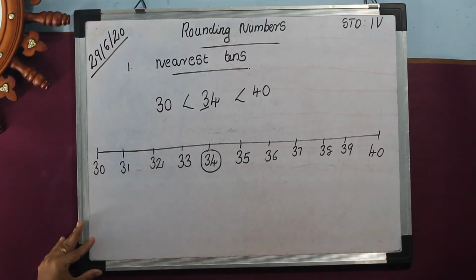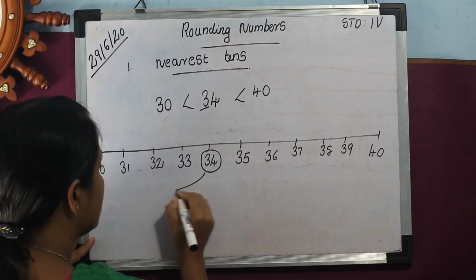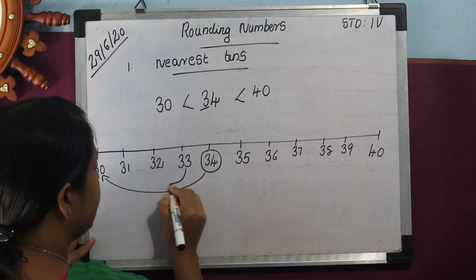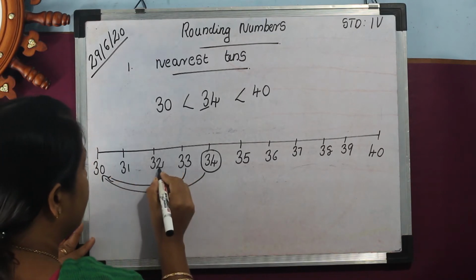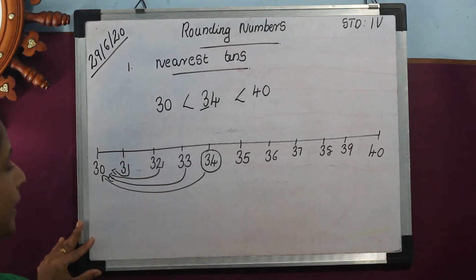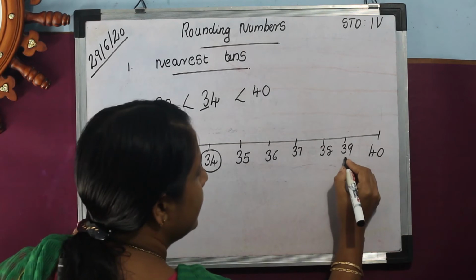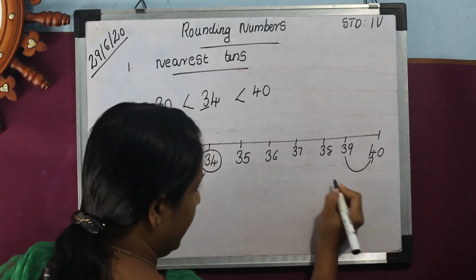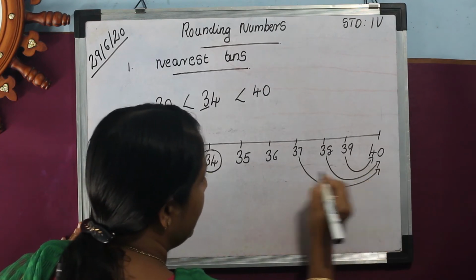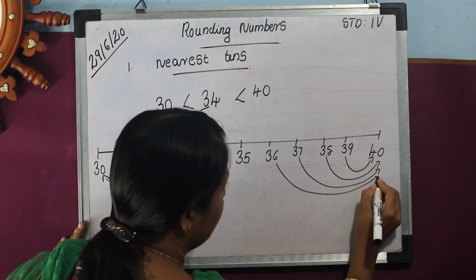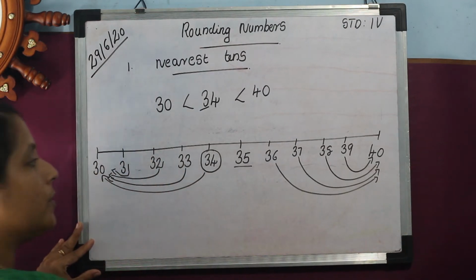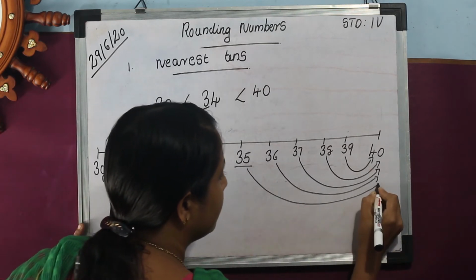In the case of nearest 10, 34 is very close to 30. 34 is closer to 30 and also 33 is closer to 30. Then 32 is closer to 30 and also 31 is closer to 30. On this side, 39 is very close to the number 40 and 38 is closer to 40, 37 is closer to 40, and also 36 is closer to 40. What about the number 35? The 35 is also closer to the number 40.